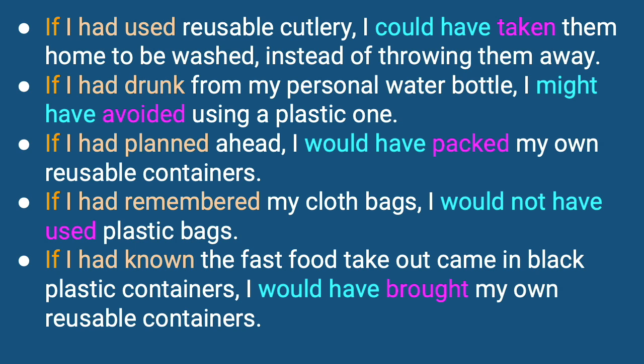I wanted to take a look at the second sentence more closely. If I had drunk from my personal water bottle, I might have avoided using a plastic one. The word drunk is the past participle of drink. You wouldn't say, I have drunk my water. You would say, I drank water. So drink in the past tense is drank. But when you're using drink as a past participle, the word is drunk. There's a difference. It's a little tricky.